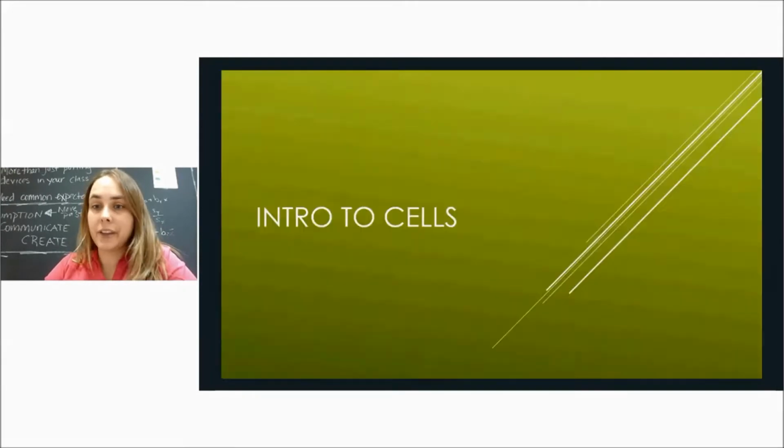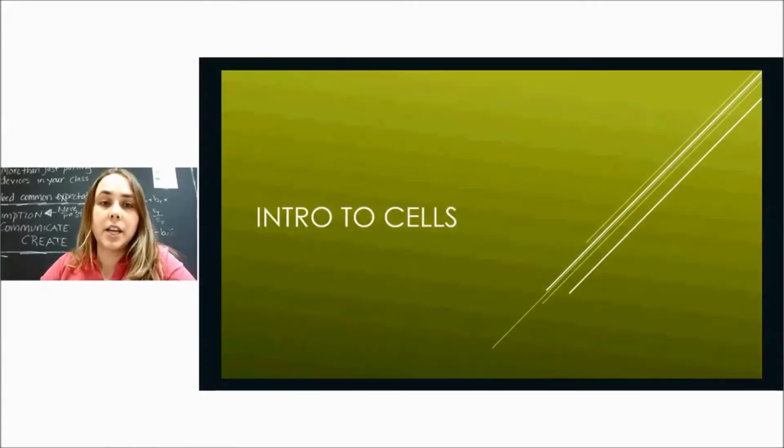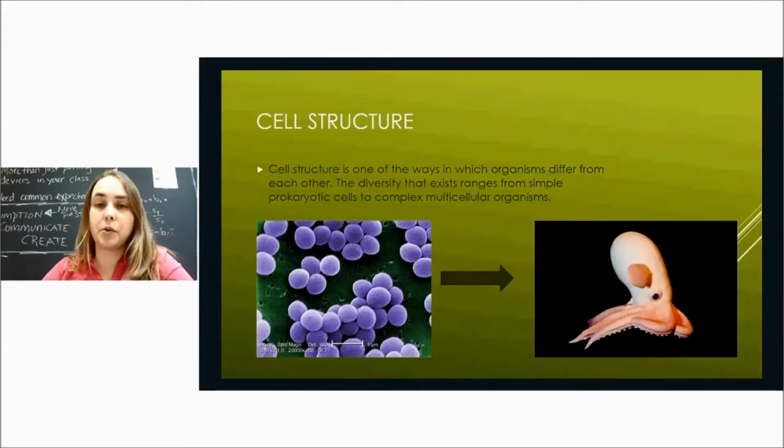Welcome to your lecture on the Introduction to Cells. Cell structure is one of the ways in which organisms differ from each other. The diversity that exists ranges from simple prokaryotic cells to complex multicellular organisms. In the picture here, you have cocci-shaped bacteria on the left, and your complex multicellular organism is actually a Dumbo octopus.